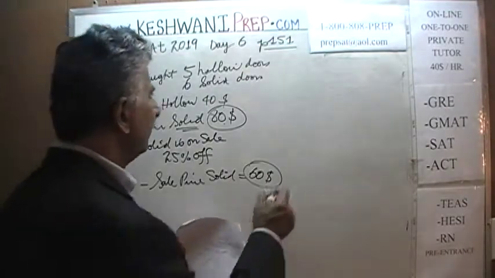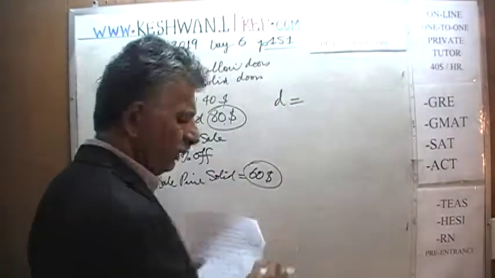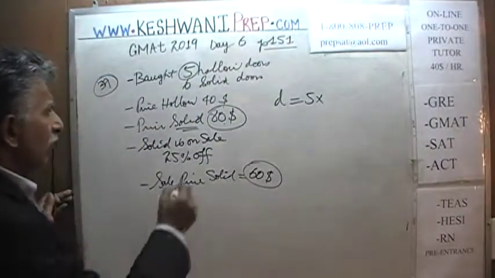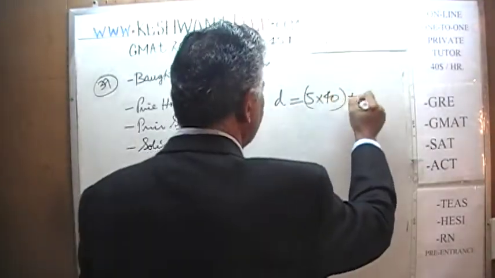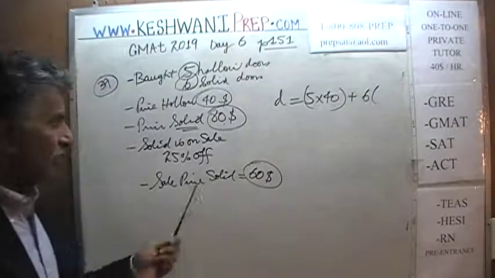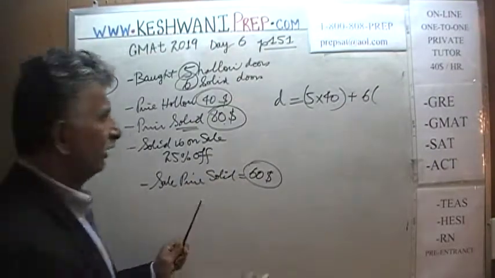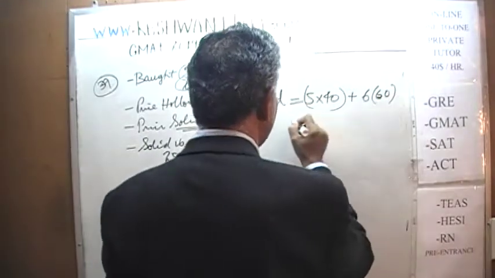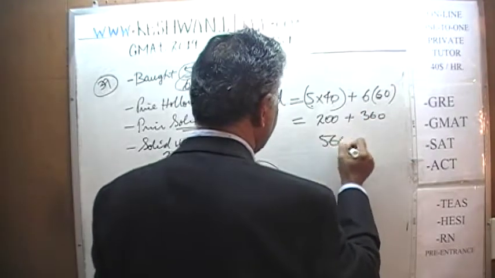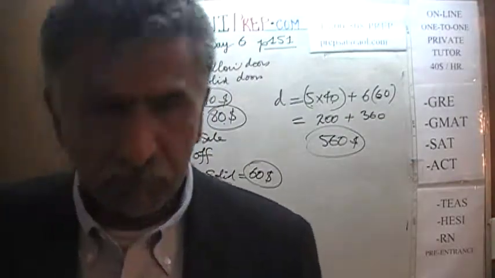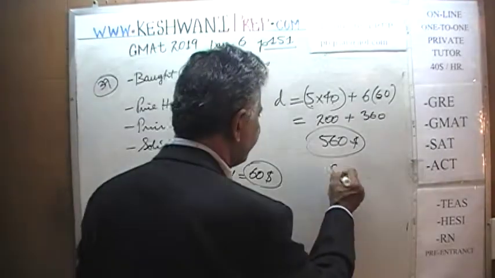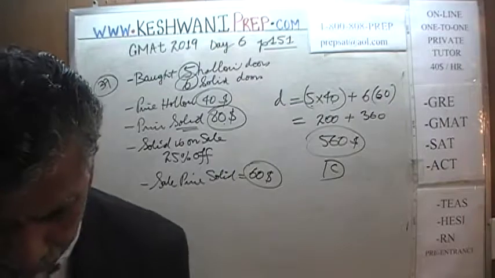Now we can figure out how much money we spend. The amount of money that we spend, let's call it D dollars, has to equal the number of hollow doors that we purchased, which is 5, times the price of the hollow doors, which is 40, plus the number of solid doors that we purchased, which is 6, times the price of solid door, which regularly would have been $80, but because it's on sale, it's only $60. 5 times 40 is 200, and 6 times 60 is 360, so it's $560 that we're going to spend buying these 11 doors. $560, and that would be answer choice C. Let's go on, and let's do the very last one.